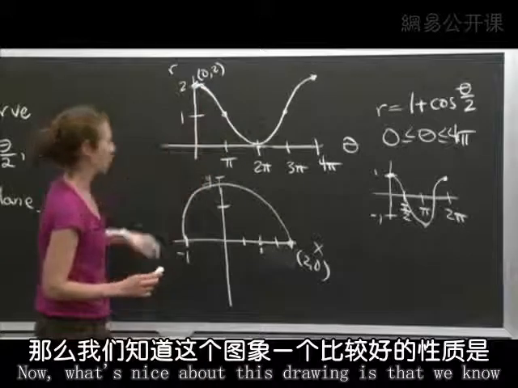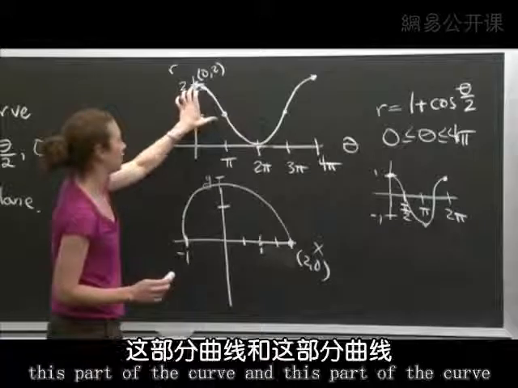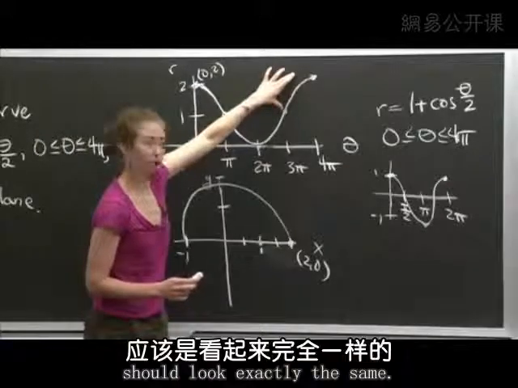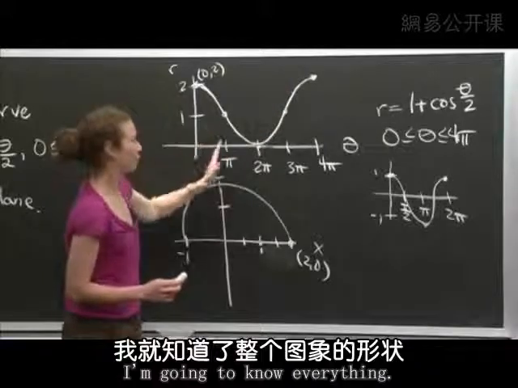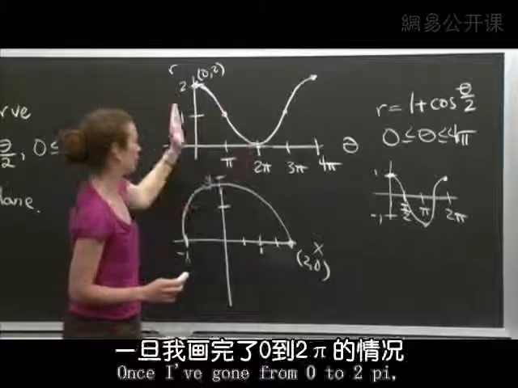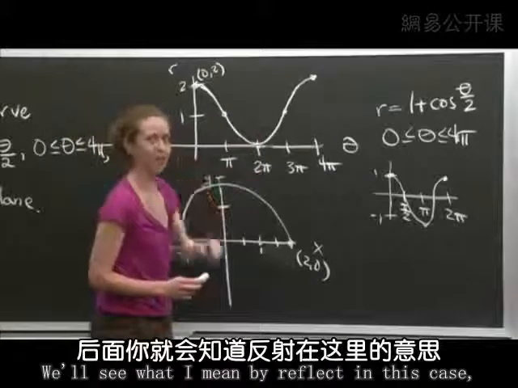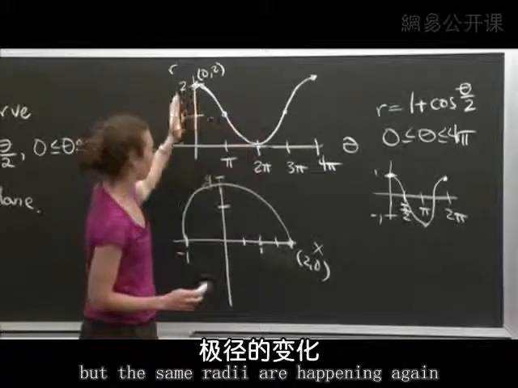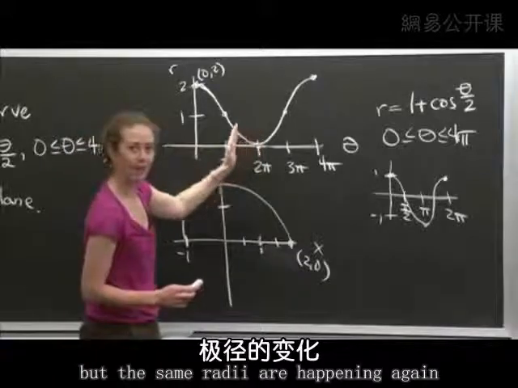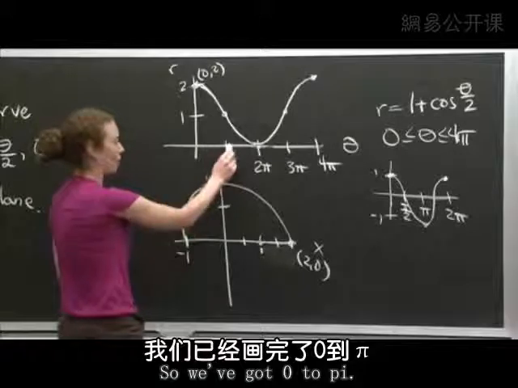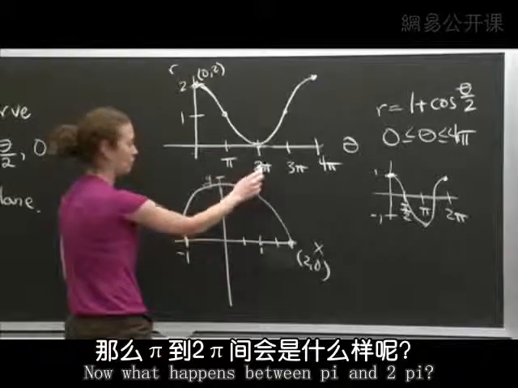Now what's nice about this drawing is that we know this part of the curve and this part of the curve should look exactly the same. So once I've drawn half of this, I'm going to know everything. Once I've gone from 0 to 2 pi, I can just reflect it, basically. We'll see what I mean by reflect in this case. But the same radii are happening again in some sort of symmetric fashion. Okay, so we've got 0 to pi. Now what happens between pi and 2 pi?